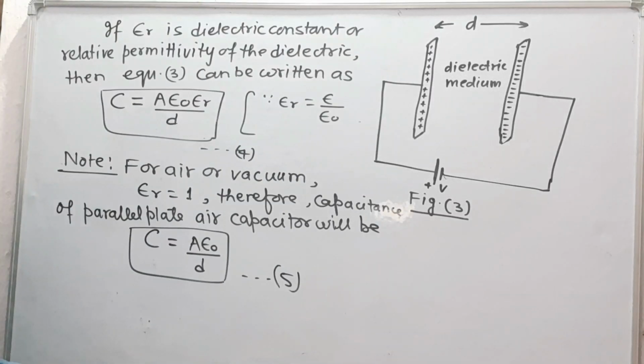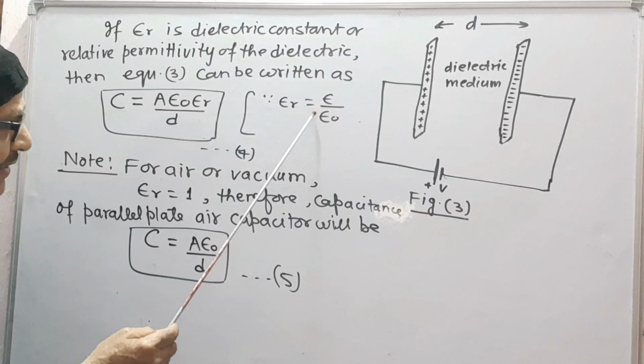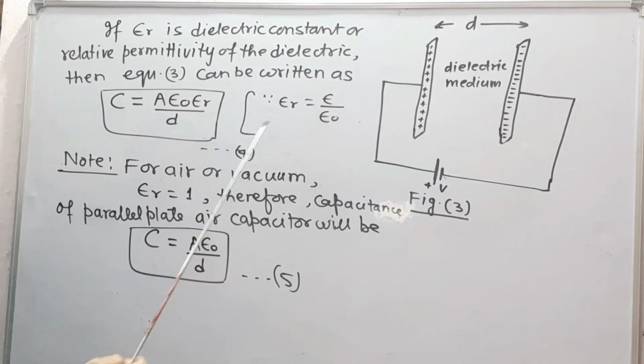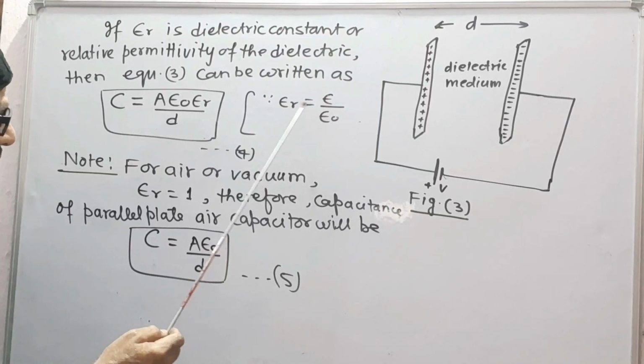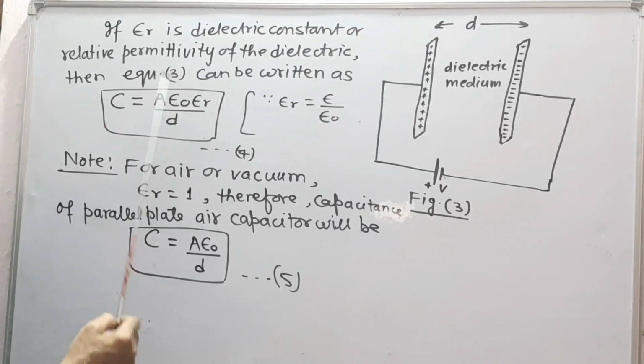If epsilon R is the dielectric constant or relative permittivity of the dielectric, then equation 3 can be written as C is equal to A epsilon naught into epsilon R upon D, because epsilon R, which is the relative permittivity or dielectric constant, is the ratio of permittivity of dielectric to the permittivity of air or vacuum. So, epsilon will be equal to epsilon R into epsilon naught. Therefore, equation 3 can be written as C is equal to A epsilon naught epsilon R upon D.